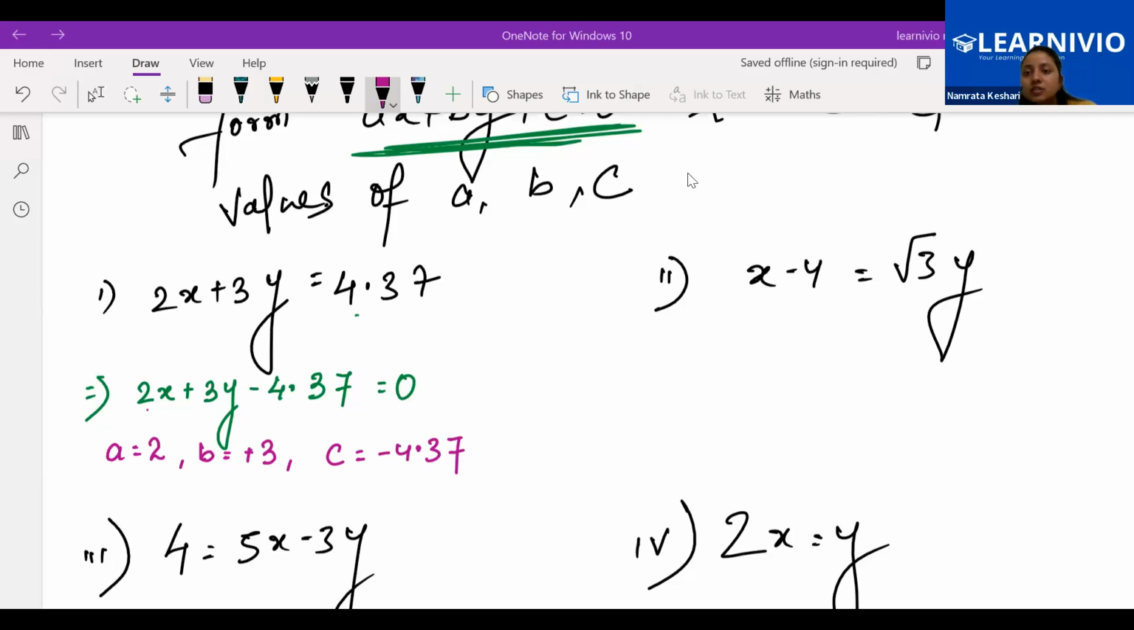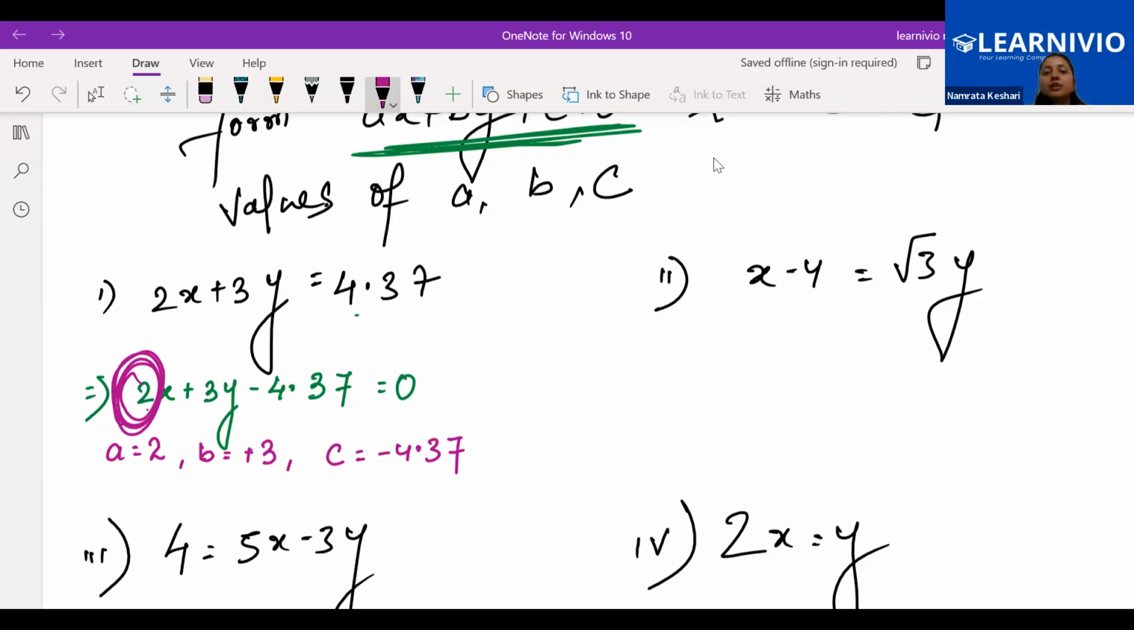Is it getting clear? We are just writing it in the form of ax plus by plus c is equals to 0, and then we are just comparing it. We are not doing any calculation. We are just looking at the equation and we have to say what is the coefficient of x. That is a. So a is not 2x, a is only 2. Now the question will be, is it positive 2 or negative 2? Here we can see it is positive 2, the circled one. Similarly, b is positive 3. Similarly, c is negative 4.37.